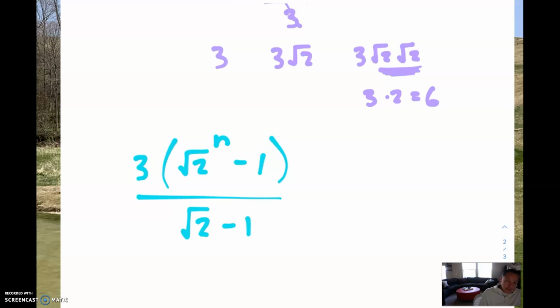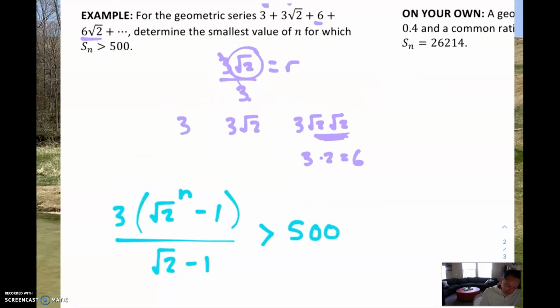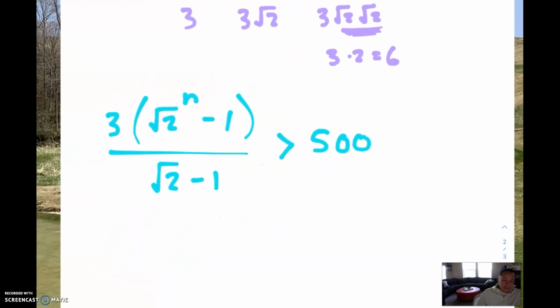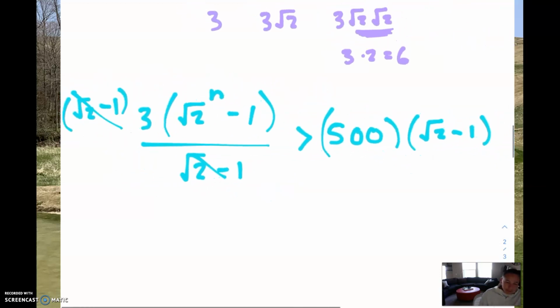And whatever that evaluates to, it has to be greater than 500. So we're saying that that sum, that's the formula for the sum, has to be greater than 500. Now to solve this, what I would do is start by multiplying both sides by root 2 minus 1. If you multiply by root 2 minus 1 over here, those cancel out. You'll get that decimal on Desmos. Then I would divide both sides by 3, and that goes away.